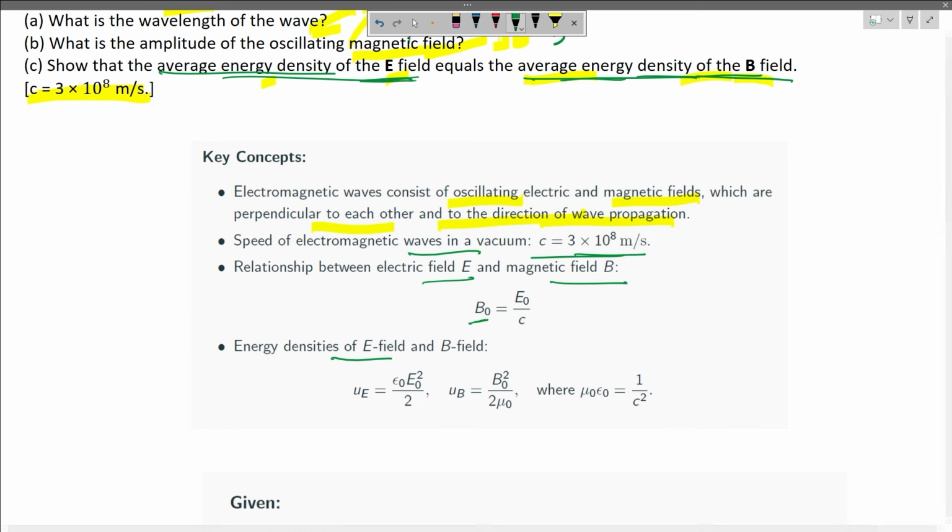Now the energy density of the electric field is epsilon naught times the magnitude of the electric field squared, divided by 2. Similarly, for the magnetic field, the energy density is given by the magnitude of the magnetic field squared divided by 2 mu naught, where mu naught multiplied with epsilon naught equals 1 by c squared.